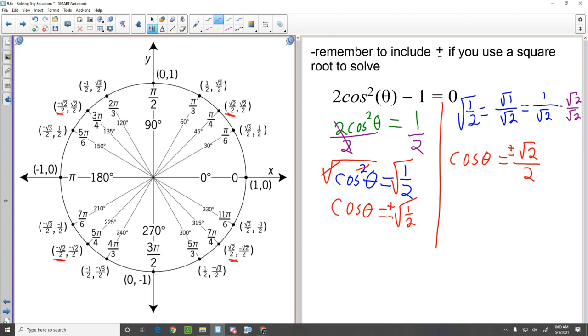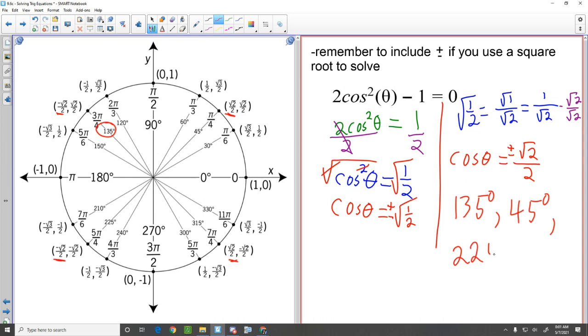Now, I didn't specify degrees or radians for this one, so pick either one, that's fine. And so our solution for this would be 135 degrees or 45 degrees. What else? 225. And 315. Or pi over 4, 3 pi over 4, 5 pi over 4, and 7 pi over 4.